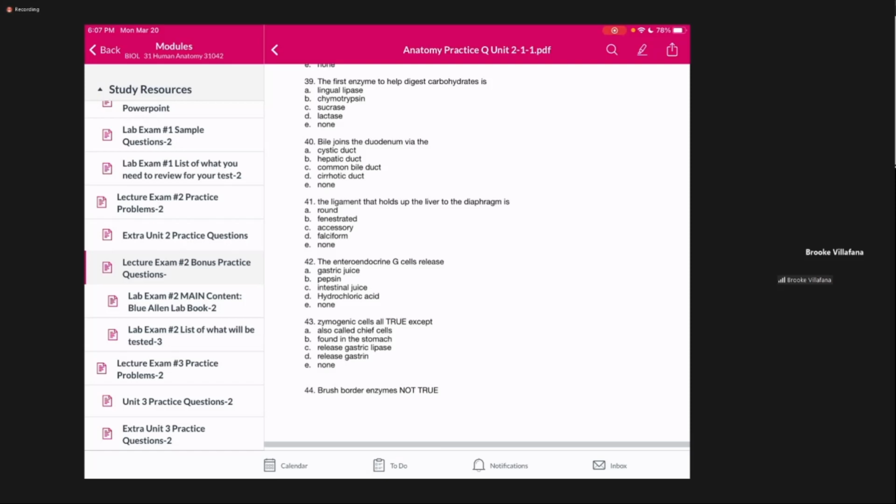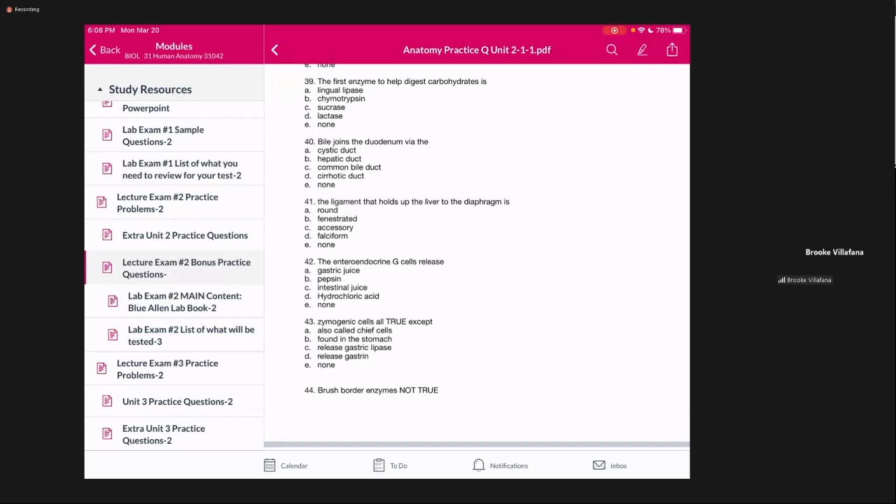39, the first enzyme to help digest carbohydrates is which of these? So it's the very first one. So if you said none, none would be correct. The enzyme is called salivary amylase. It's found in the mouths of adults. Lingual lipase is found in the mouths of infants, and that helps to digest fats, right? Lingual lipase for fats. For carbohydrate digestion, that is salivary amylase, and that is found in the mouth.